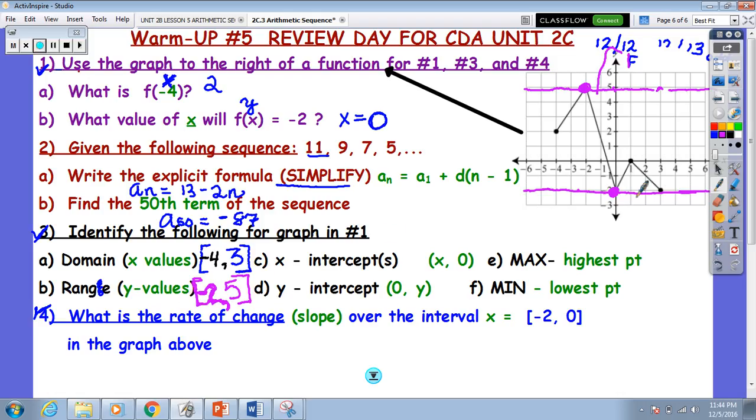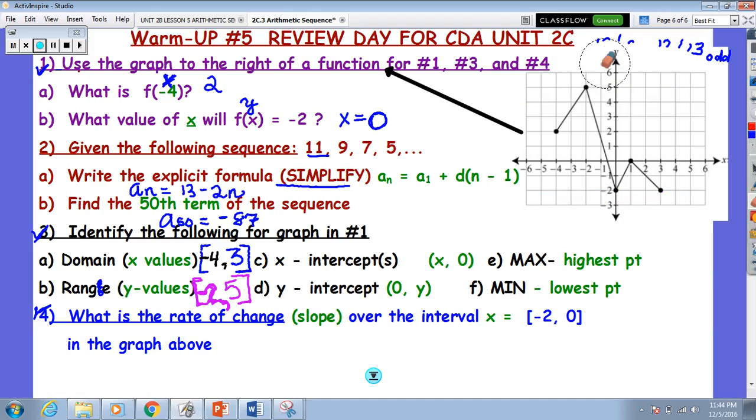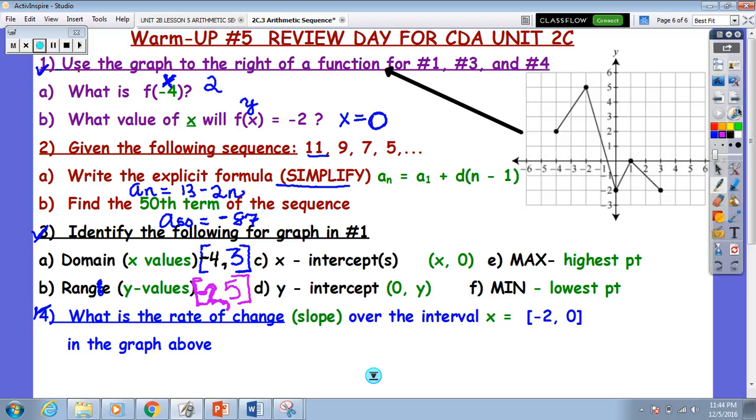Now we need to find the x-intercept. So let me clear up my graph. It is possible that you could have more than one x-intercept. In our graph, this line hits the x-axis 2 times. One time it hits at this point, and the second time it hits at a point that is not an exact point, but it does hit the x-axis, so I have to give both of these points.